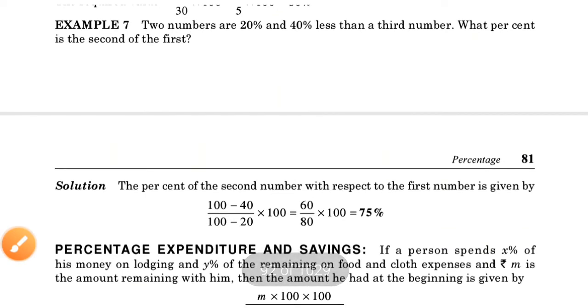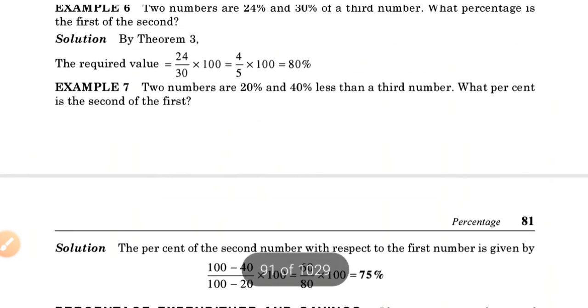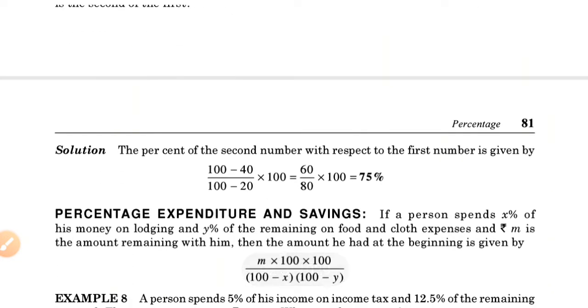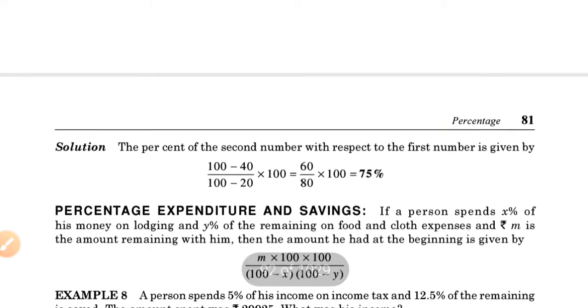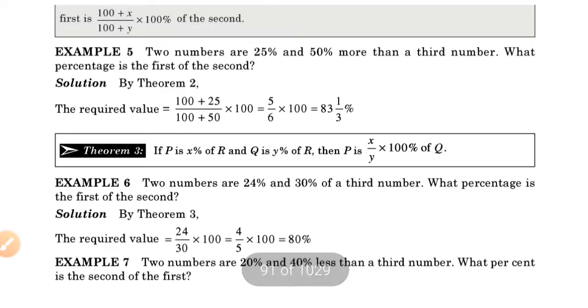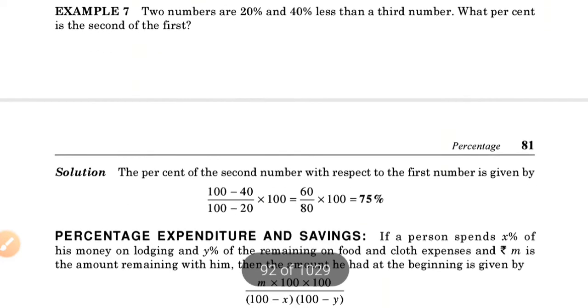Example 7. Two numbers are 20% and 40% less than a third number. What percent is the second of the first? Now here the reduce phenomenon is discussed, that is, two numbers are less than a third number, so here we use the minus symbol. The percent of the second number with respect to the first number is given by 100 minus 40 over 100 minus 20 into 100, which is equal to 75%, and this is by using theorem number 2.